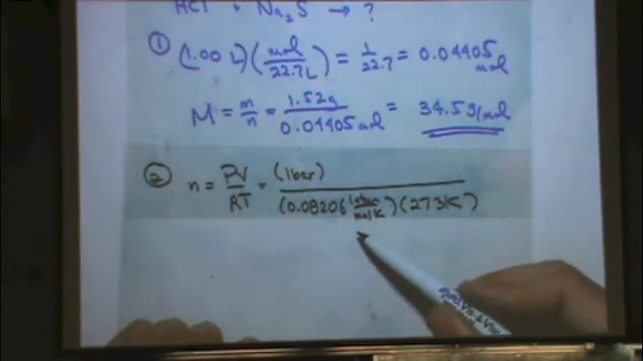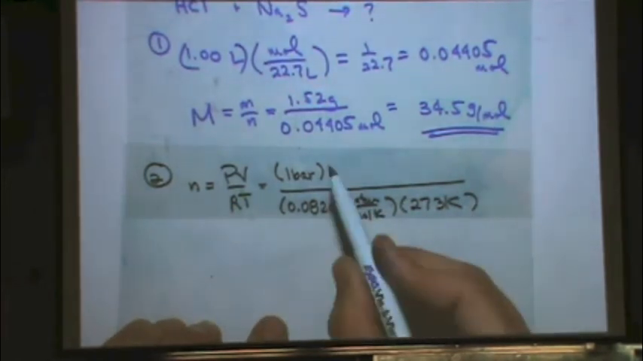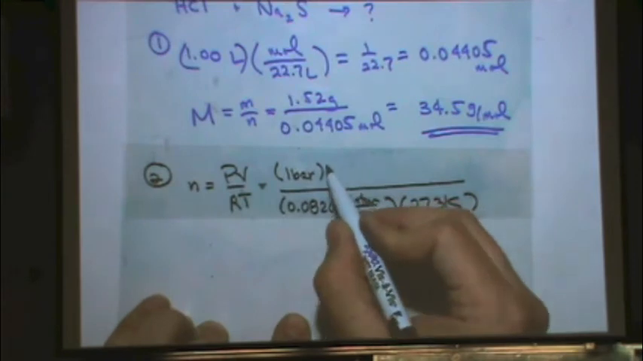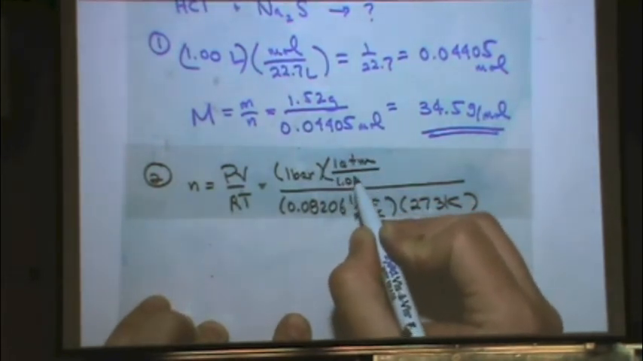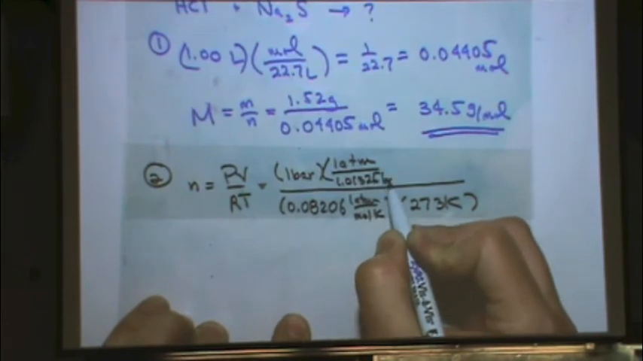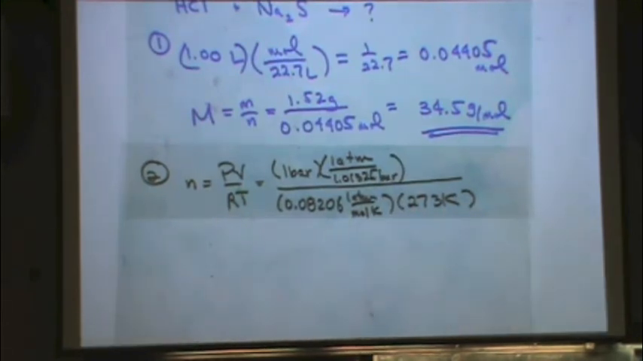Now my units need to match R. It's atmospheres in R, so I need to change bars to atmospheres. Here's the conversion. 1 atmosphere is 1.01325 bar. So there's the conversion that would be given on the exam. So you know that. Okay, next.